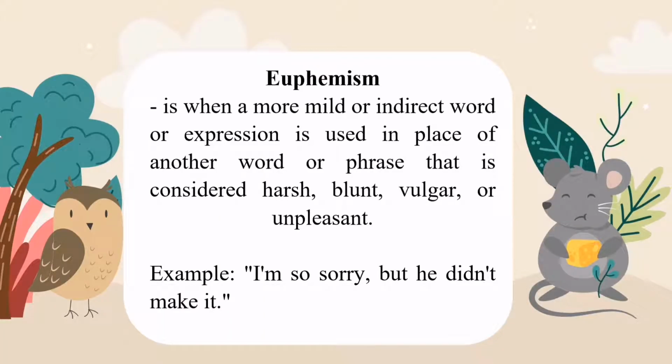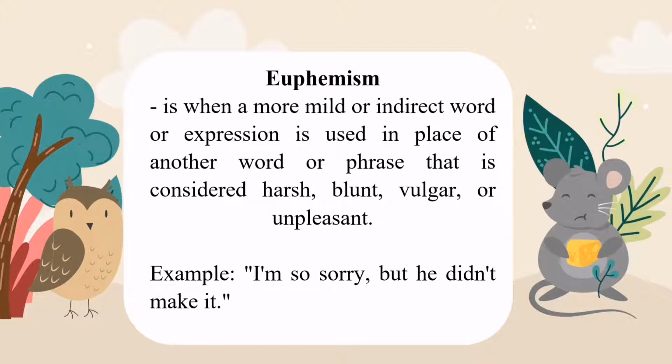Next is euphemism. Is when a more mild or indirect word or expression is used in place of another word or phrase that is considered harsh, blunt, vulgar, or unpleasant. Example, I'm so sorry but he didn't make it. The phrase "didn't make it" is more polite and less blunt way of saying that someone has died.